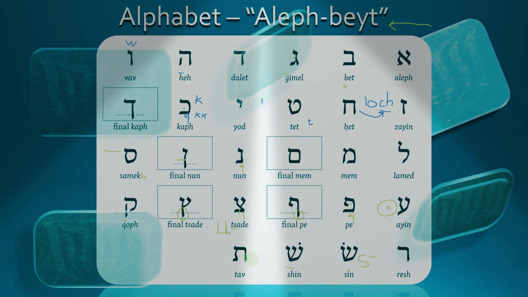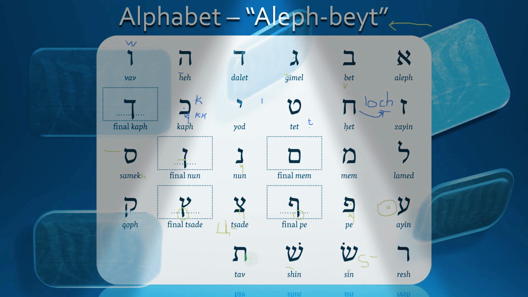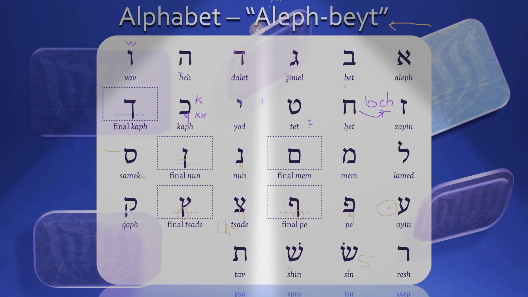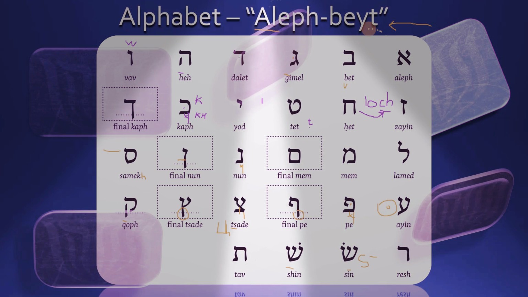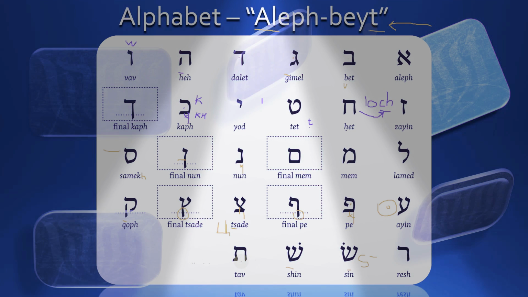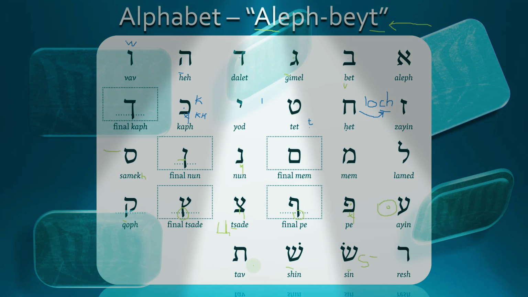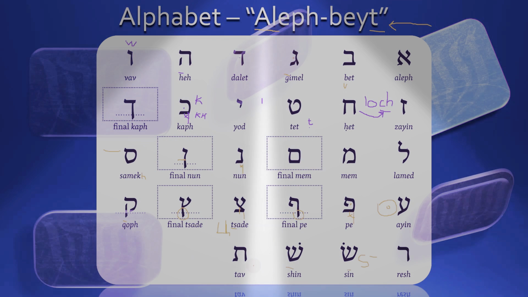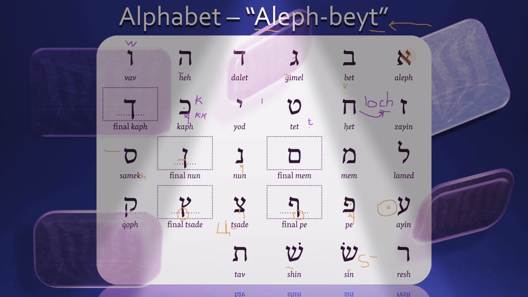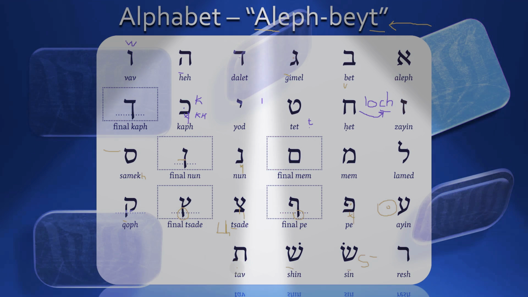This is Tav. This is the last letter in the Aleph Beit. So the Aleph Beit starts with an Aleph here and ends with a Tav. For those of you who are familiar with the teachings of Yeshua Mashiach, in the book of Revelation, in the Greek it says, I am the Alpha and the Omega. But really, in Hebrew this would be, I am the Aleph and the Tav.